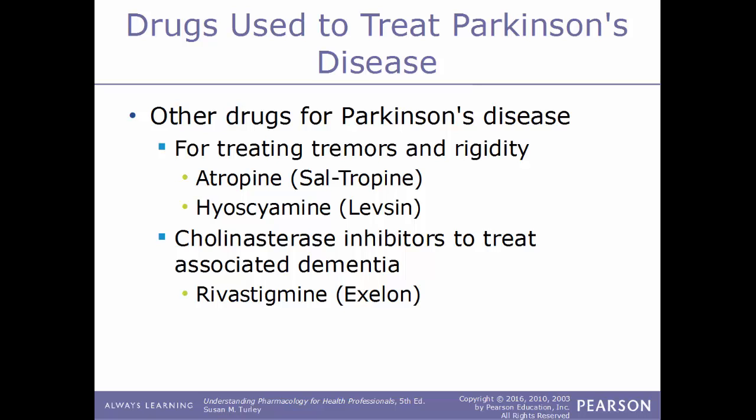Some drugs are used just to treat tremors and the rigidity, such as atropine, which is sold under the name of Sal-Tropine, and also the drug hyoscyamine, which is sold under the name of Levsin. Some other drugs would include cholinesterase inhibitors that are used to treat the associated dementia that comes with Parkinson's. An example of this kind of drug would be rivastigmine, which is sold as the trade name Exelon.